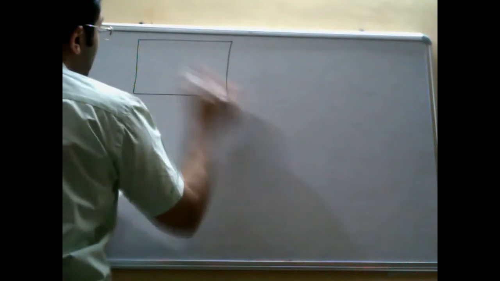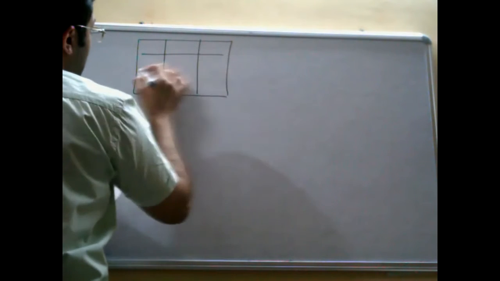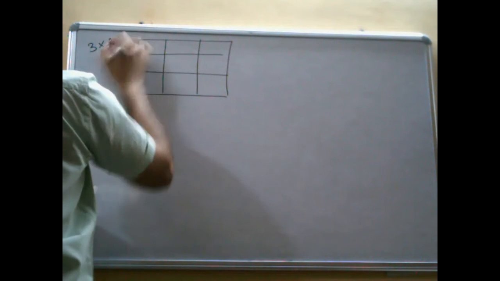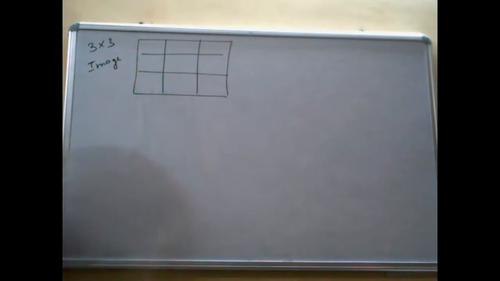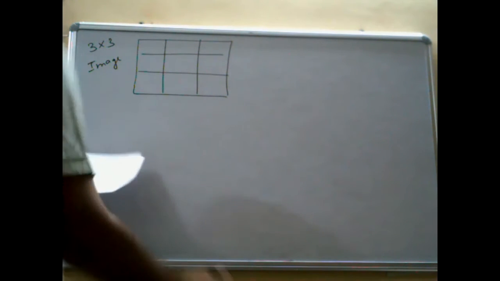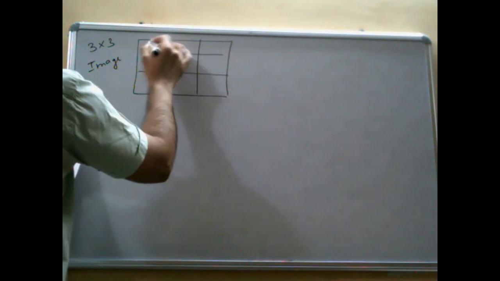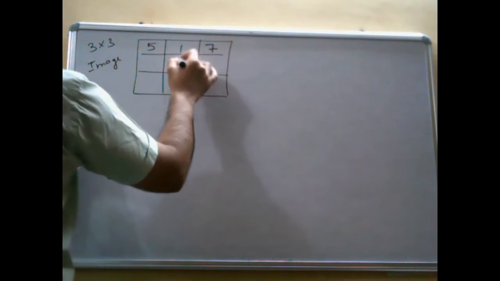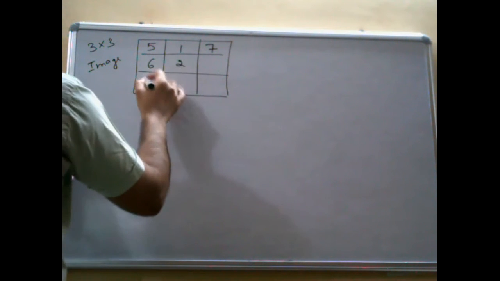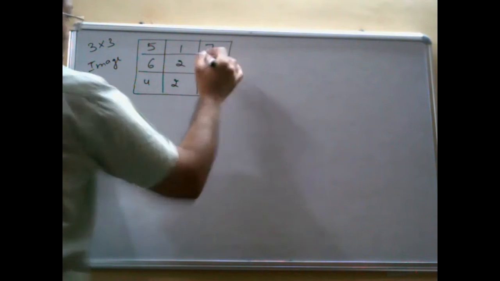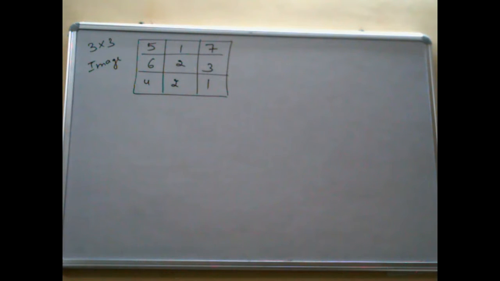Okay. So write down the first question. You are given a 3x3 image. Like you can take any values like 5, 1, 7, 2, 6, 4, 2, 1 and 3. So you are given this 3x3 image.